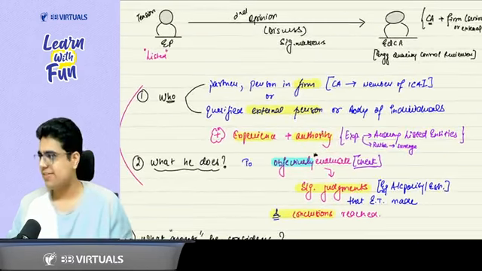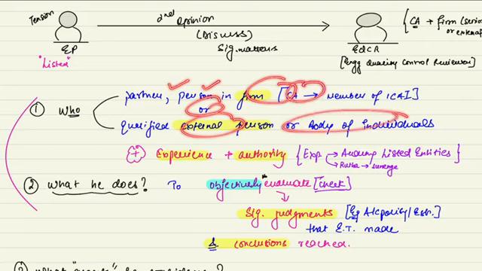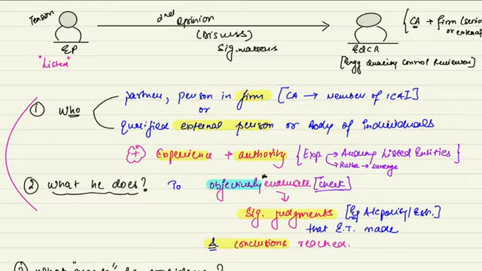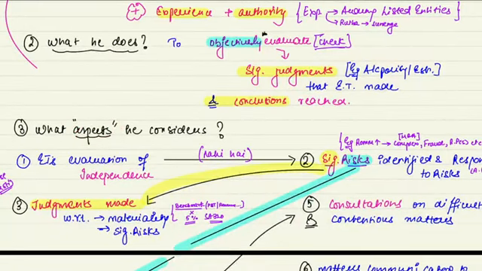Let's revise the definition because it is very important. Who can be EQCR? A partner or any other person in the firm, or any external person. But being a CA is not enough. He should have experience and authority. What will he do? Objectively evaluate the significant judgments and conclusions. Easy peasy, sir. Now comes the next part. What are the aspects he will consider?